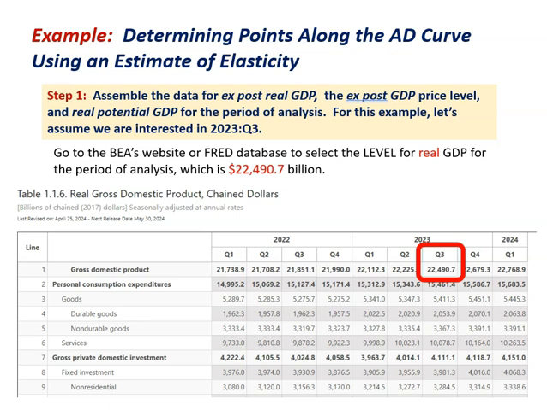Okay, so let's gather the data to develop an aggregate demand curve. Step 1. Assemble the data for ex-post real GDP, and the actual or ex-post GDP price level for the period of analysis. For this example, let's assume we are interested in the third quarter of 2023. From the data in the table, we see that the level of real GDP in that period was $22,490.7 billion. This is one piece of the information that we need to use in order to develop the graphical model.